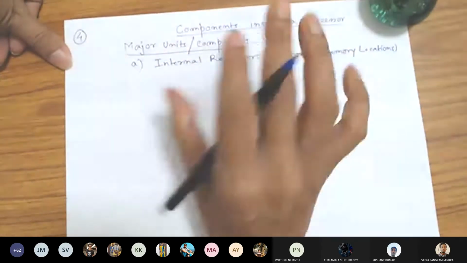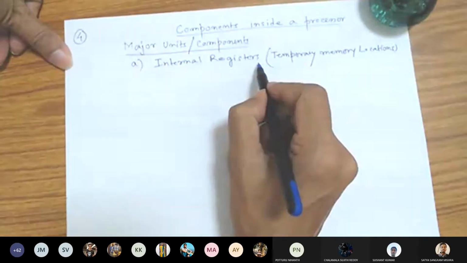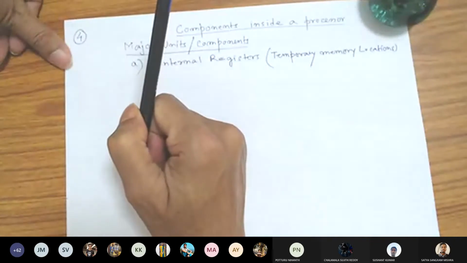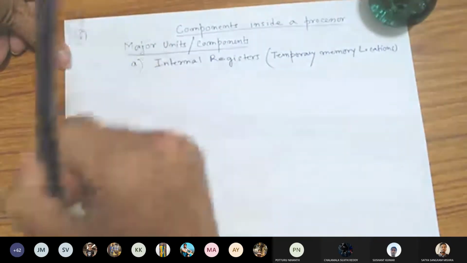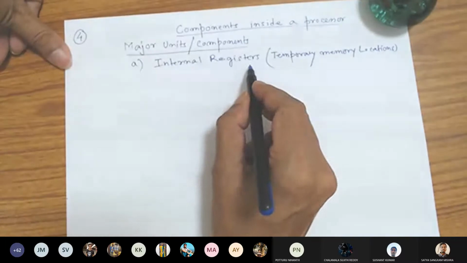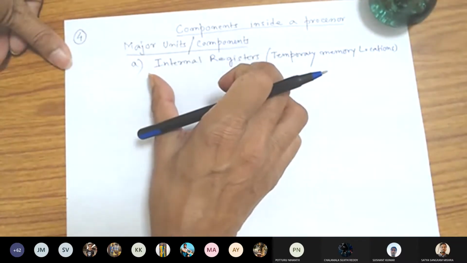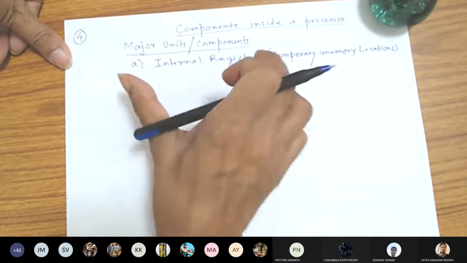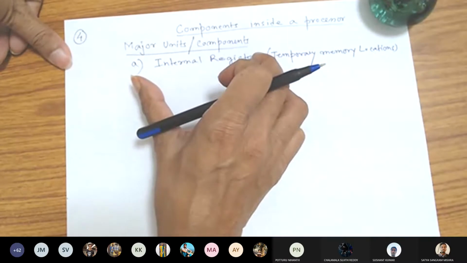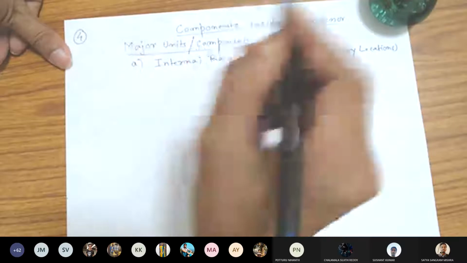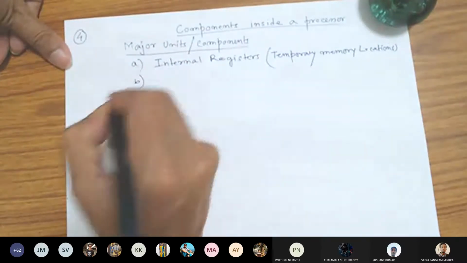You may ask how many internal registers there will be. That will be decided based on our design principle, whether it is CISC or RISC. Because if you increase the number of internal registers, it has certain advantages, but it has some disadvantages also. I'll come to those points at the right stage.